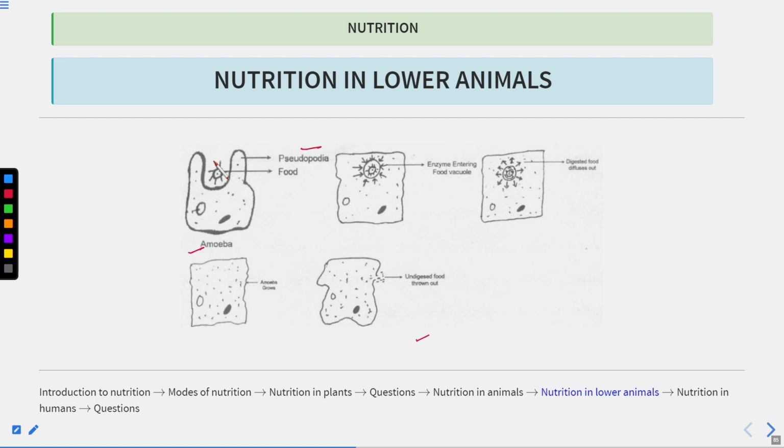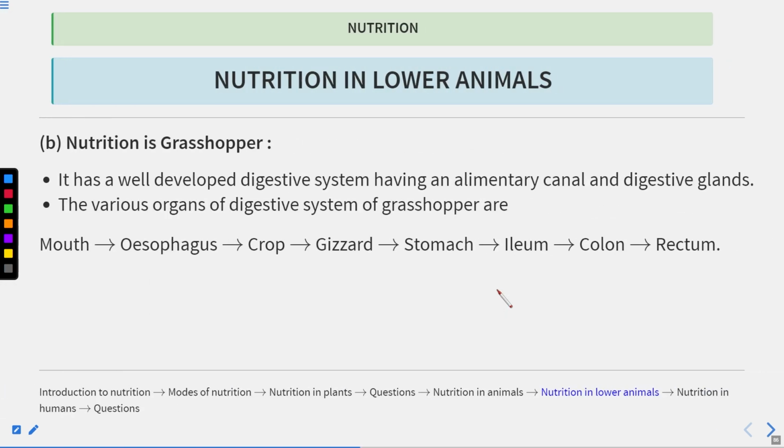And this is the food material or a cell that is being engulfed by the amoeba. Here you can see the enzymes enter into the food vacuole and help in the digestion of the food material. And then there is an absorption of the food material, and due to the absorption, there is the growth of the amoeba. All right, and then this is the egestion process where the undigested food is released from the body or thrown out of the body.